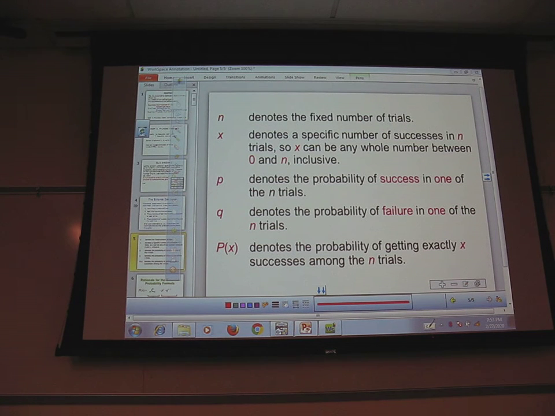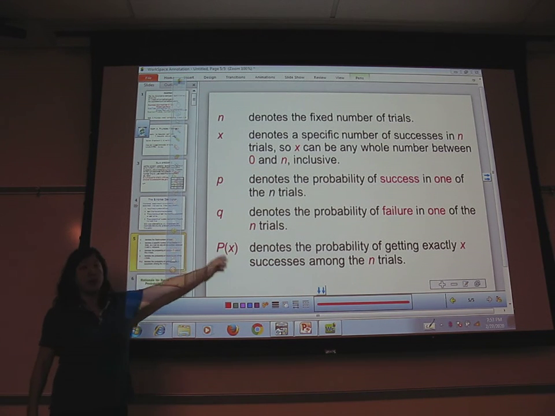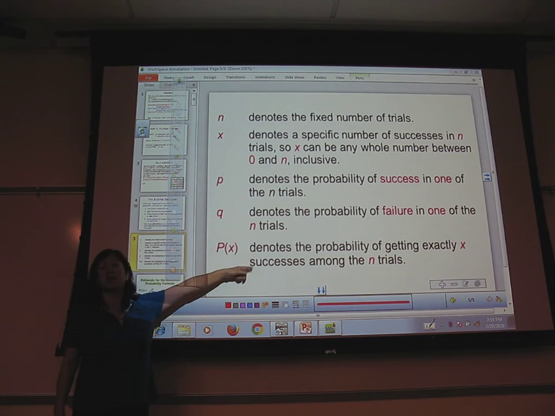Little p denotes the probability of success in one of the N trials. Little q denotes the probability of failure in one of the N trials. Probability X denotes the probability of getting exactly X successes among the N trials. Great. Thank you. And remember, we're trying to find the probability of X. That involves X and N. X and N come into play there.